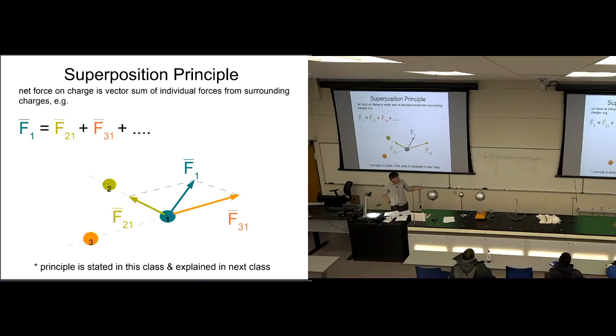Superposition principle tells us how to deal with that. To find the total force on charge number 1 due to 2 other charges, you just add together the force vectors based on Coulomb's law: the force of charge number 2 on charge number 1, olive on teal, and charge number 3 on charge number 1, that's orange on teal. So we just have to add the 2 forces.